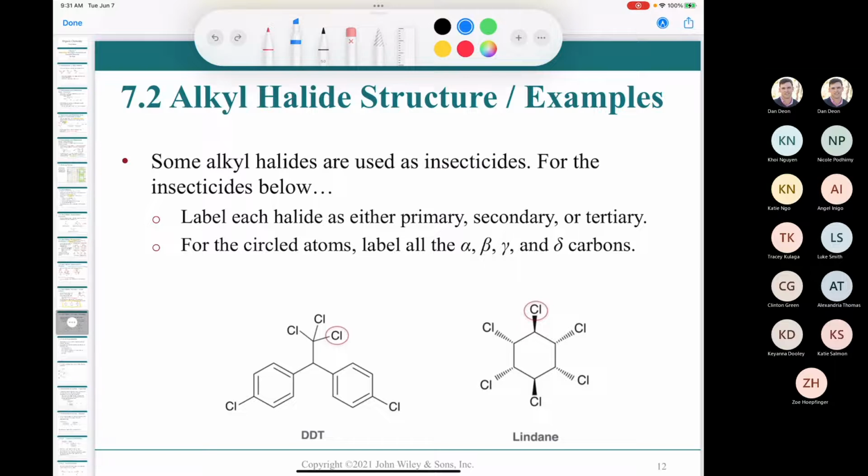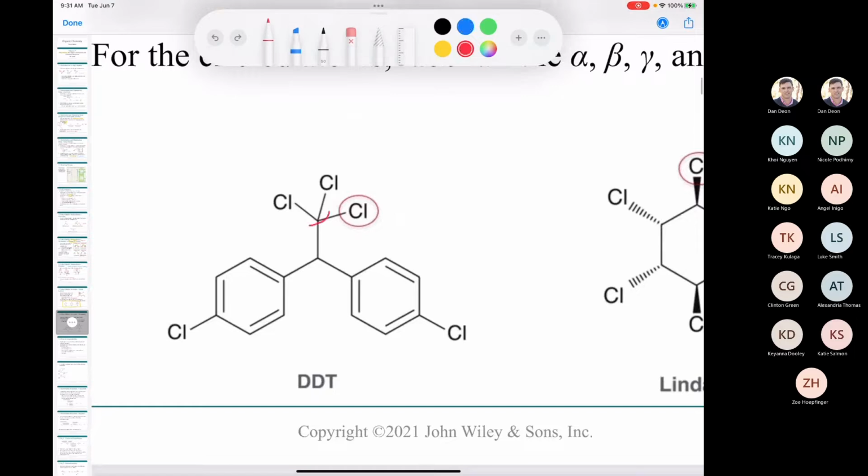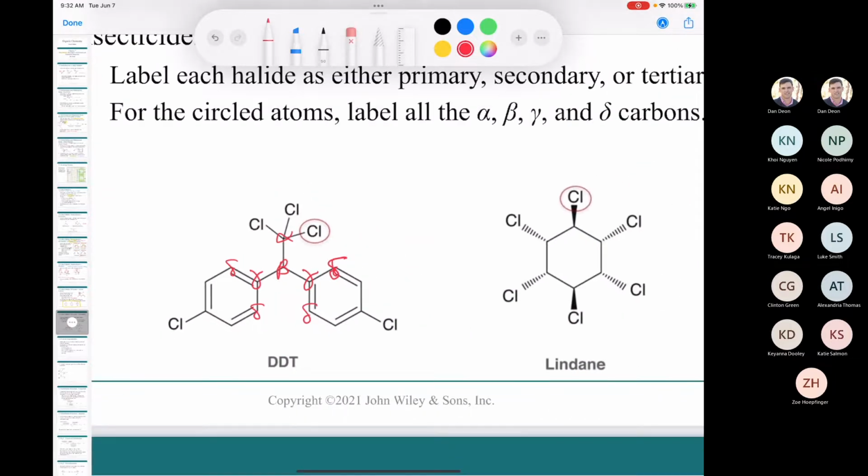For each of these, it says here, label each halide circled as primary, secondary, or tertiary. For the circled ones, label all the alpha, beta, gamma, and delta carbons. Well, if you look at DDT, this would be the alpha carbon, this would be a beta carbon, this would be a gamma carbon, this would also be a gamma, this would be a gamma carbon here, this would be a delta carbon, this would be delta, this would be delta, this would be delta. So that's labeling all of those.